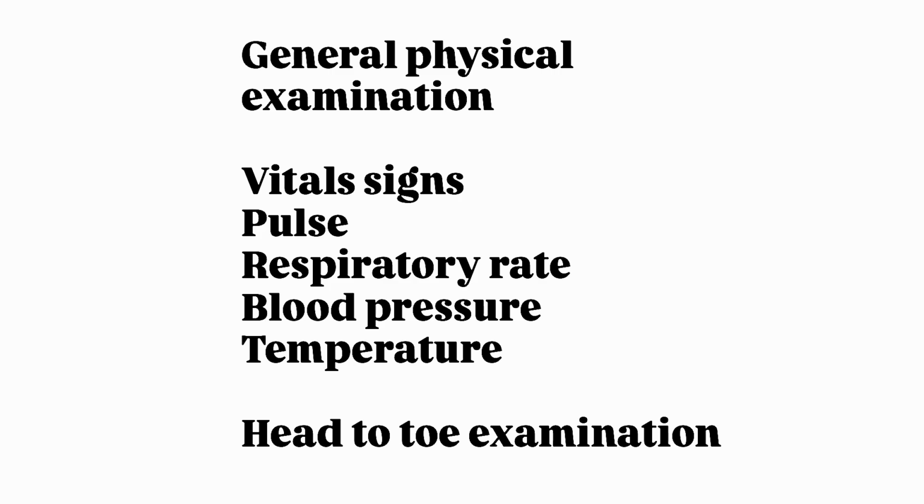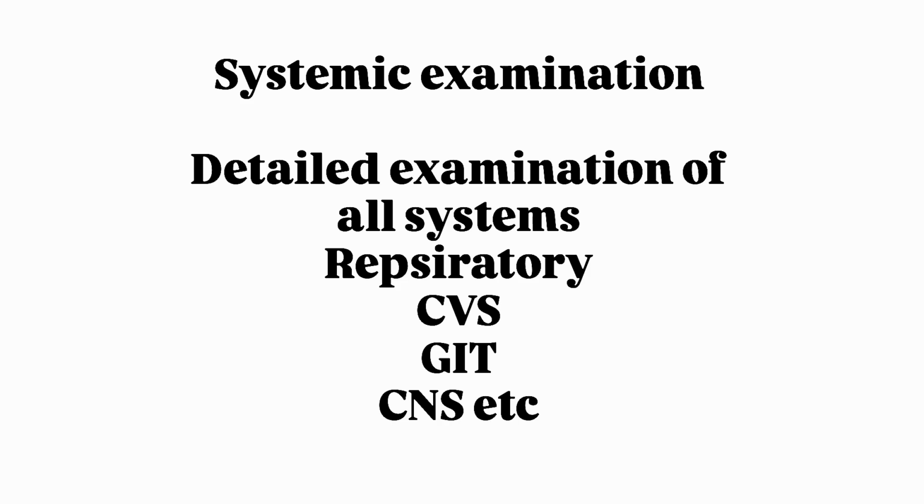After this comes the general physical examination. In that, the first heading is vital signs. We should take pulse, respiratory rate, blood pressure, and also temperature. And after this, we should do the head to toe examination. Next comes the systemic examination. Detailed examination of all the systems should be done, which includes respiratory, cardiovascular, GIT, and CNS, etc.